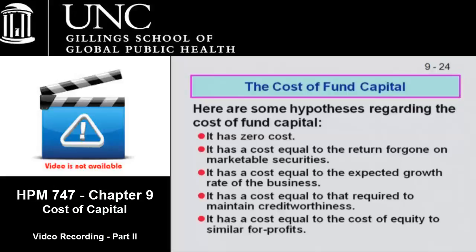The third one is a little more obscure. It has a cost equal to the expected growth rate of the business. What would be the logic there? You would think, you would want the asset to grow at the same rate as your organization, basically. Like you would want anything you invest in to grow at the same rate as your business. Okay, yes, why? Just tell me a little bit more about that. What are the consequences if it doesn't grow at the same rate?